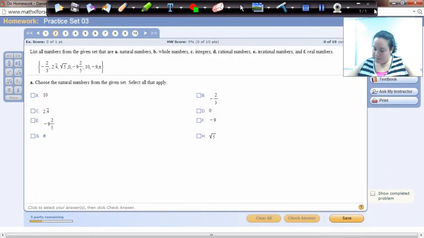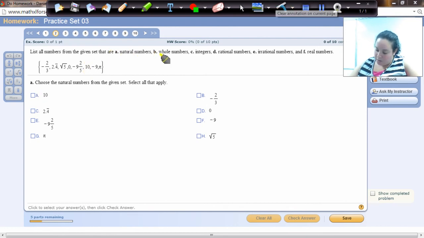So, close this. Let's look at number 2. We want to list all the numbers from the given sets that are natural numbers, whole numbers, integers, rationals, irrationals, and reals. So let's start with natural numbers. For the natural numbers, I'm just going to do this with highlighter. We'll just talk about it. The natural numbers are going to be counting numbers not including 0. So 10 is the only one in this list. Let me highlight it like this. 10. The rest of these, they have decimals or 0, not a natural number.